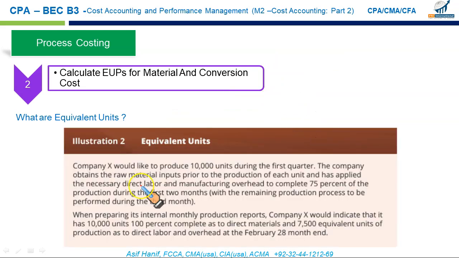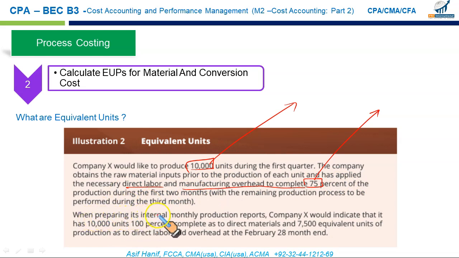Now here is a nice example. Company X would like to produce 10,000 units during the first quarter. The company obtains the raw material inputs prior to the production of each unit and has applied the necessary direct labor and manufacturing overheads to complete 75% of the production during the first 2 months. Now we want to produce 10,000 units. We have added all the material that was needed, and we have incurred 75% of the conversion cost that was needed to complete the production.